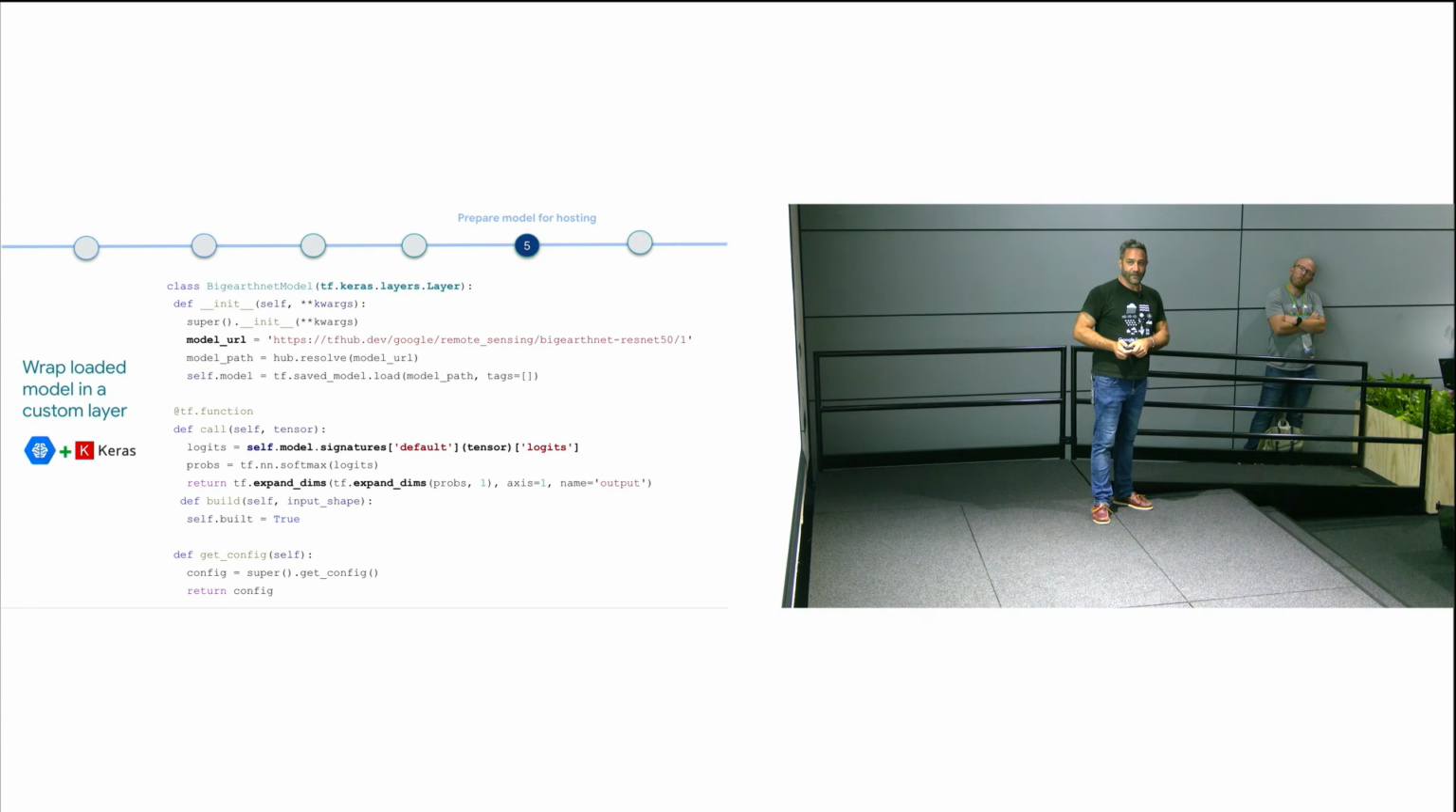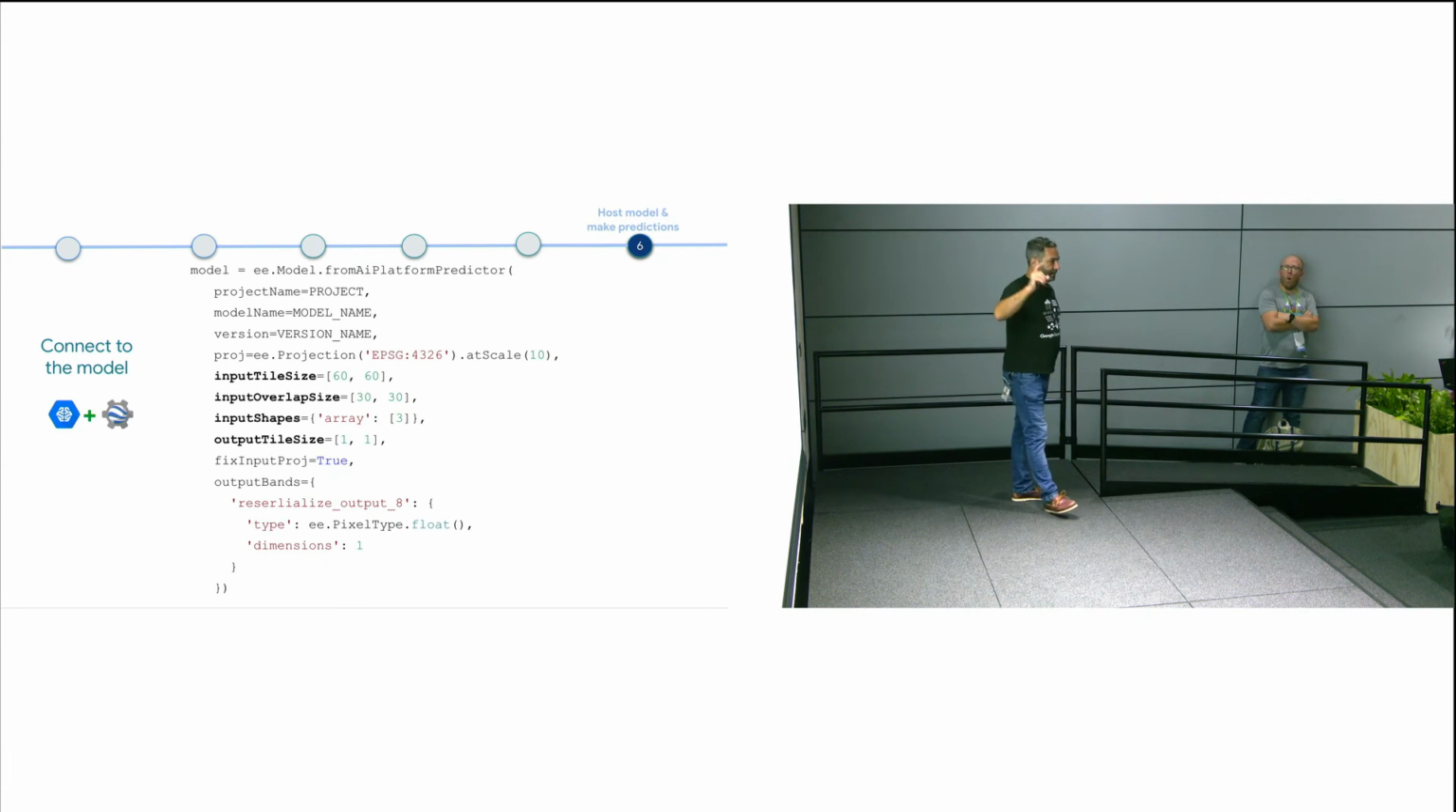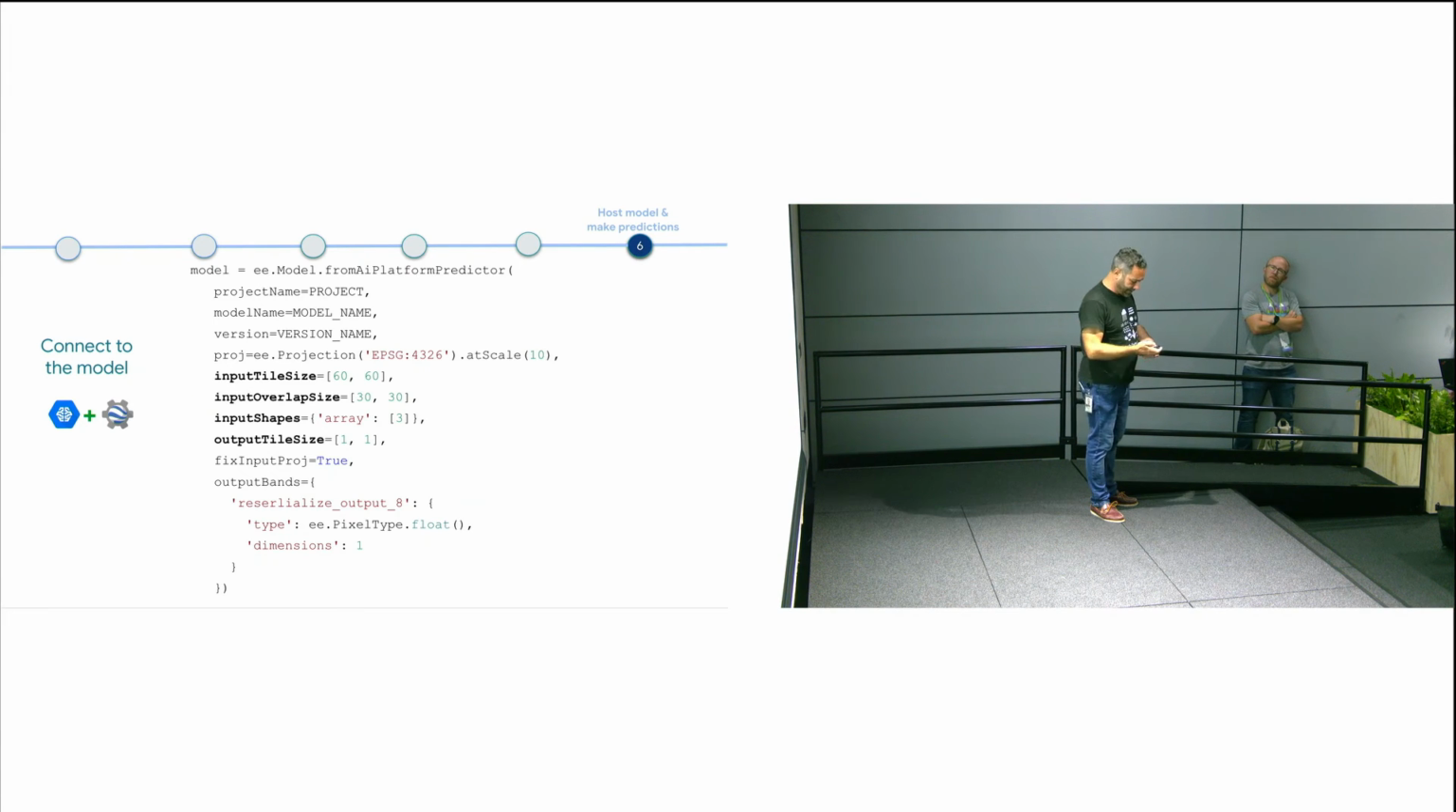Next slide, please. Okay, so you define your model that way, you EEify it, you save it, you host it, and then you connect to it. This connection is a little bit different, obviously, because it's a different kind of model. Specifically, I'm fiddling with the input tile size and the input overlap size here. Just again, these are almost hyperparameters. I'm not sure what they should be. I just kind of fiddled around with this thing.